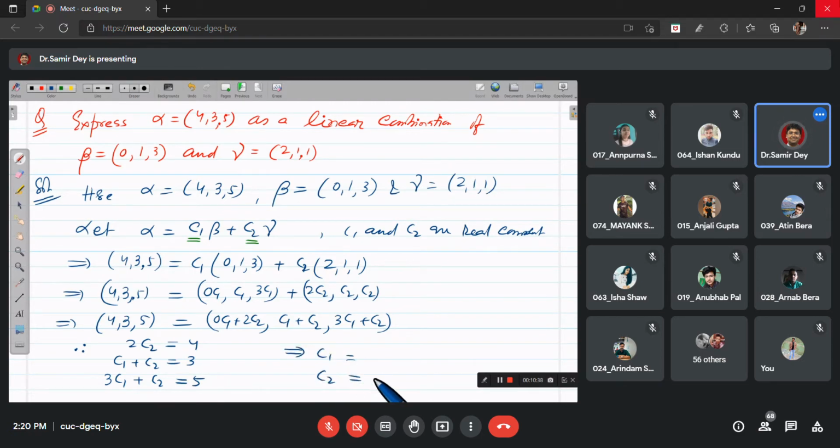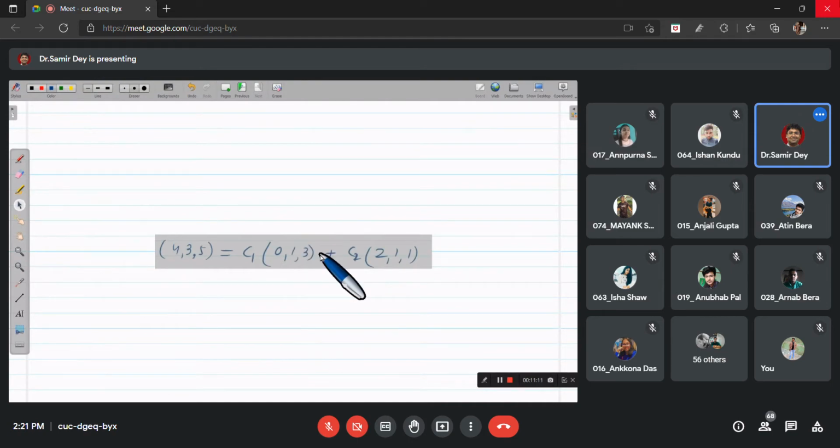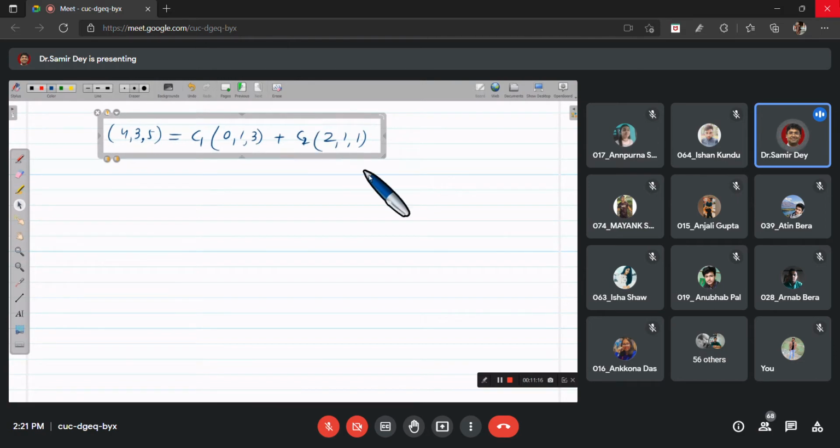Now anyone please tell me. C2 equals 2, sir. C1 is equal to 1. Okay, now let's see whether this value satisfies the third equation, yes or no. Yes, sir. Okay, so from here it is clear we have valid real numbers C1 and C2, correct? Yes, sir. Okay, now we can say.